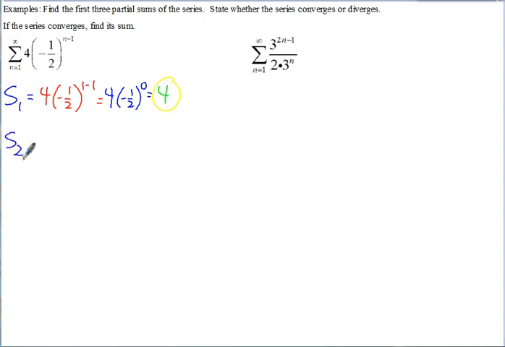Then to get the second partial sum, we take that first one, which is 4, and we add it to the second term. And you plug in 2, 4 times negative 1/2. When you plug in 2 for n, 2 minus 1 is 1. So you just get 4 times negative 1/2, which gives you negative 2.